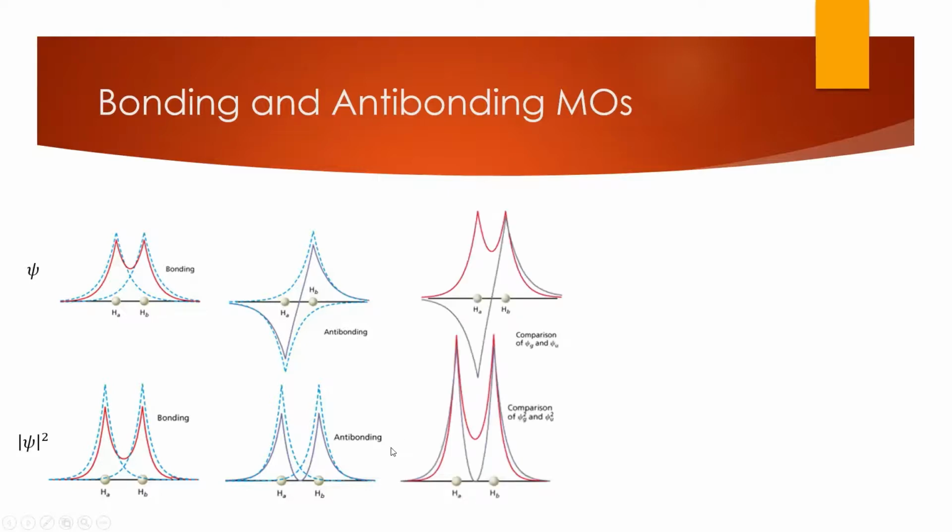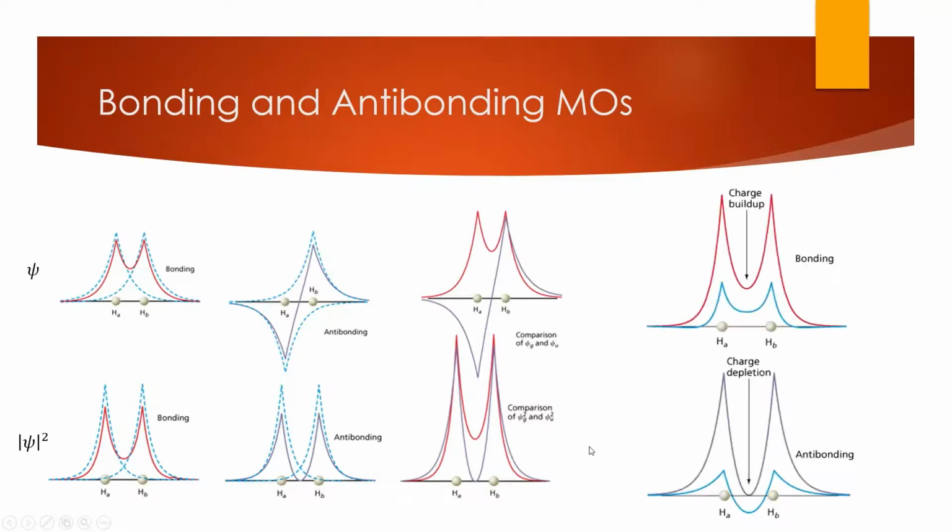This figure compares them to each other. So this is plotting the red curves and the purple curves. And again, you can see a great depletion between the nuclei, and the purple is more likely to be further away from the atoms than the red.